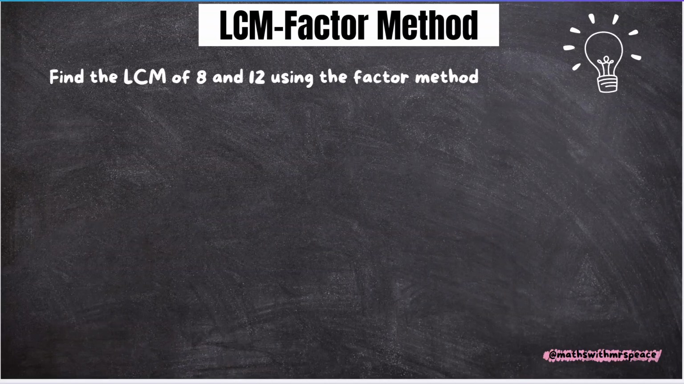In our previous lesson, we defined LCM as the smallest number that is a multiple of two or more numbers. And then we learned how to find the LCM of numbers using the listing the multiples method. In today's lesson, we'll be finding LCM using the factor method.